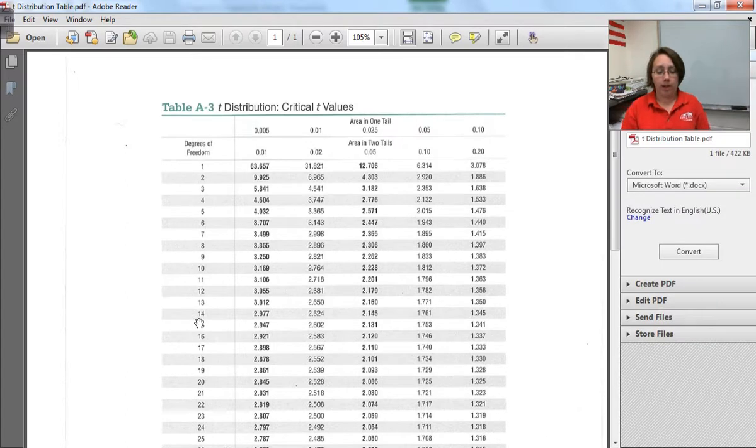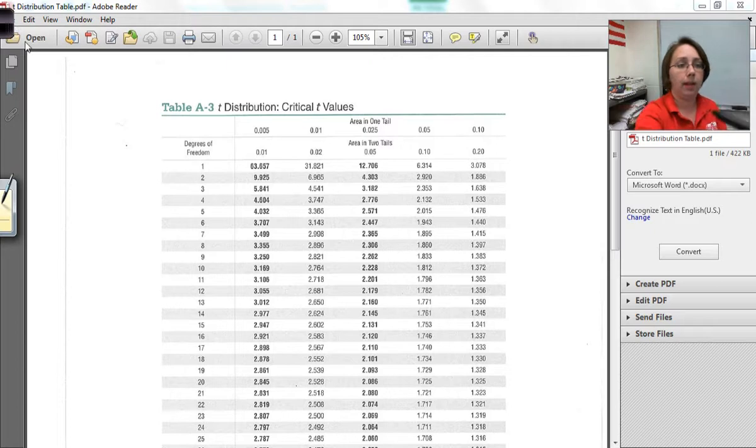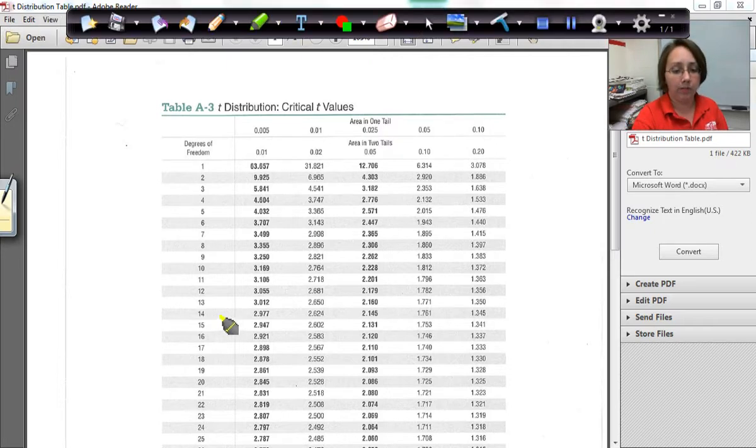Alright, so in our problem, we are dealing with, let's see, I need to write somehow. Get my highlighter over here. We are dealing with a degree of freedom of 10. Our N was 11, our sample size, we go one less. So we have 10 for our degree of freedom, and we have one tail, so we're up here, one tail, and that tail had an area of alpha, which was 0.05. So under 0.05 I go down, and then I go across from my degree of freedom, and there is our t-value, 1.812.